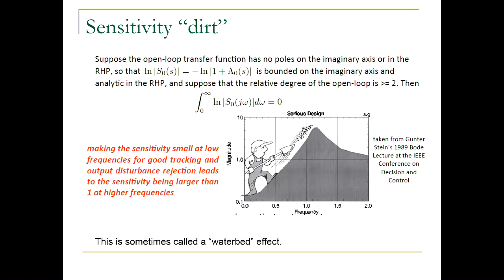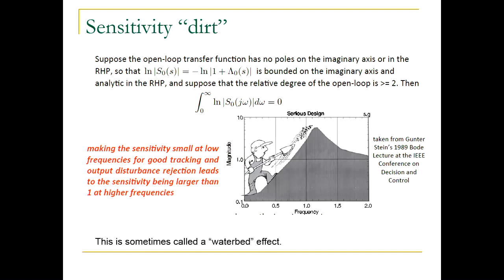So that ln of the norm of S0, the sensitivity transfer function, is by definition minus ln of the norm of 1 plus lambda 0. Why this minus? Yeah, so sensitivity is 1 over 1 plus lambda 0. That's why I have this minus. Because of this assumption, this function will be analytic on the imaginary axis and in the right half plane. And suppose that the relative degree of the open loop is greater than or equal to 2. These are all assumptions, but these assumptions cover a large class of systems. A large class of systems will satisfy these assumptions.